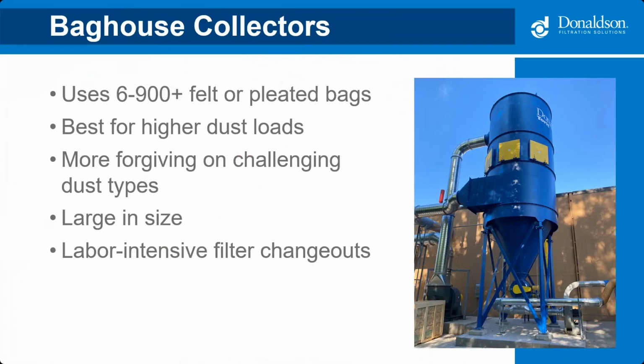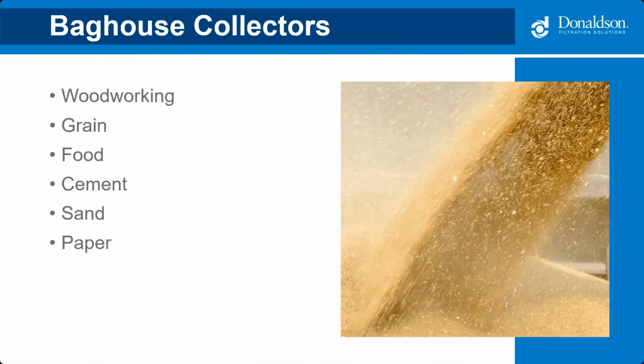Baghouse collectors. They've been around for 100 years. Our baghouses use anywhere from 6 to more than 900 felt or pleated bags to filter dusty air. They are best for higher dust loads, and they are more forgiving on challenging dust types. They are typically much larger in size and unfortunately more labor intensive during filter changeouts than a cartridge collector. Baghouse collectors are used in different industries, including woodworking, grain, food, cement, sand, and paper.